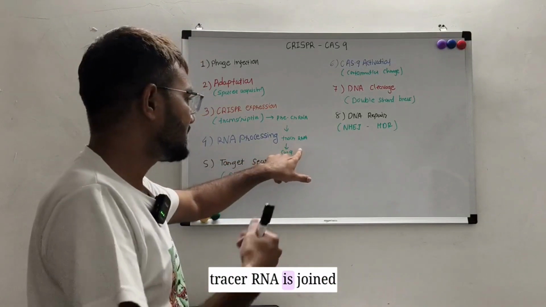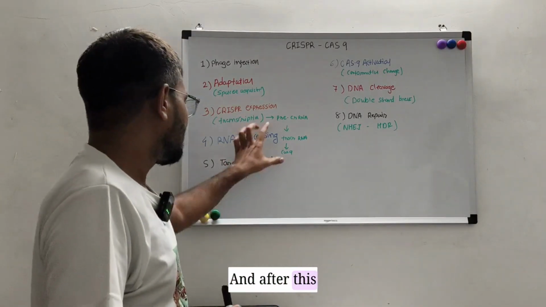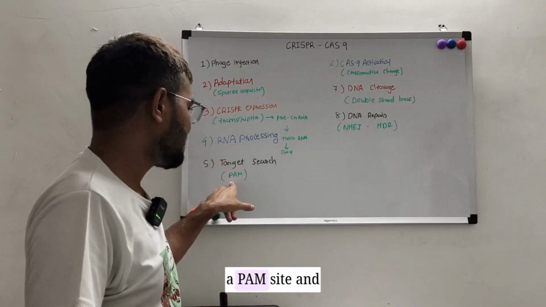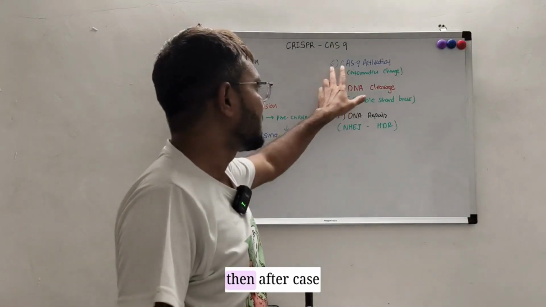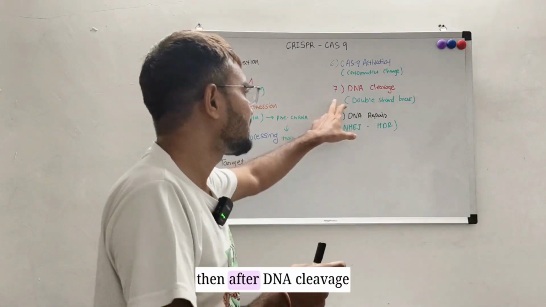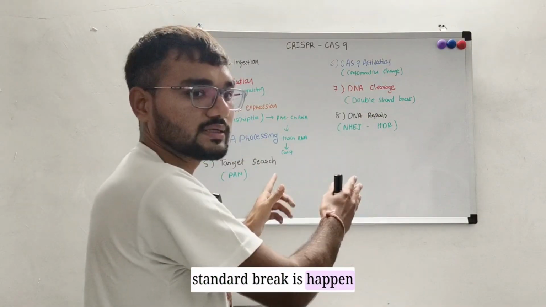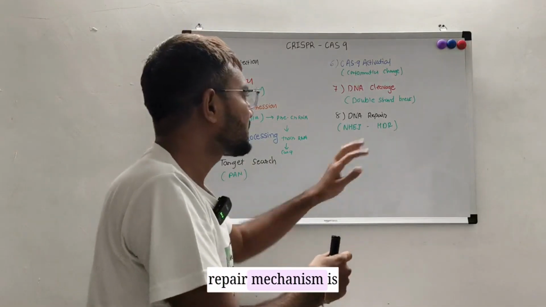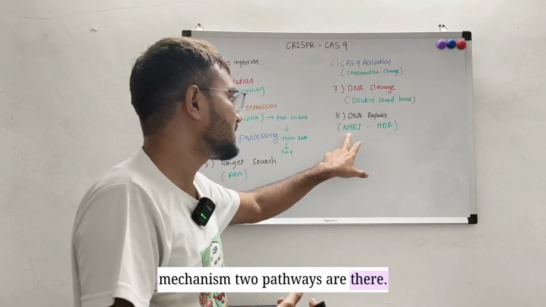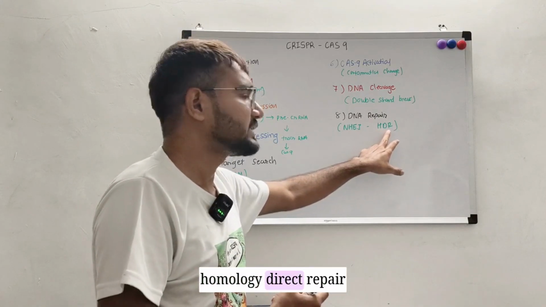Then the tracer RNA is joined, and after that the Cas9 protein is joined, and this complex goes to the phage genome for target search at a PAM site. Then Cas9 activation occurs, where the conformation is changed and Cas9 is activated. After that DNA cleavage happens, and at that time a double stranded break occurs, and after that a DNA repair mechanism follows. Here we forgot to mention in the lecture the DNA repair mechanism. Two pathways are there: non-homologous end joining and homology directed repair.